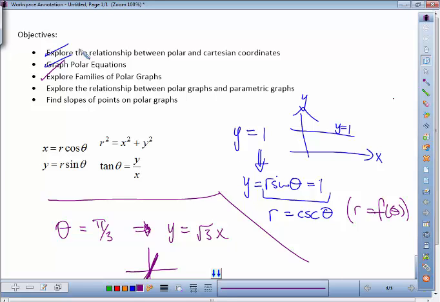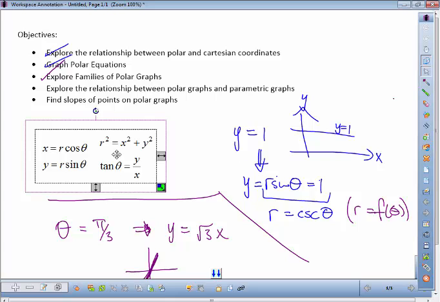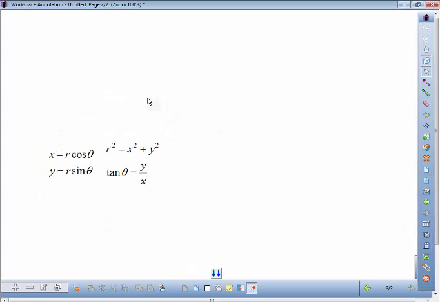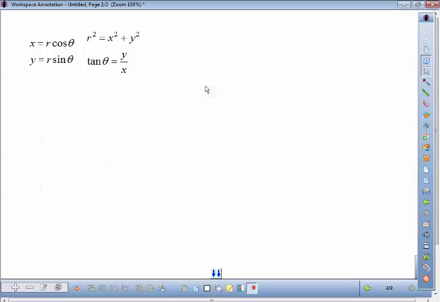So now we got a couple of other objectives for today. We want to explore the relationship between polar graphs and parametric graphs, and then find the slope of a point in the polar graph. I think those two objectives will help you do some of your homework problems. So I'm going to carry this around for a little while. After a while, you should have it memorized already. It's just simple equations that relate polar coordinates and Cartesian coordinates. So let's take a look at this in particular. X is equal to r cosine theta, and y is equal to r sine theta.